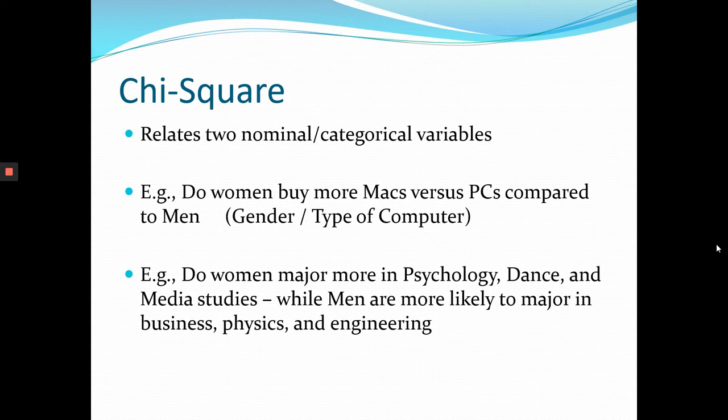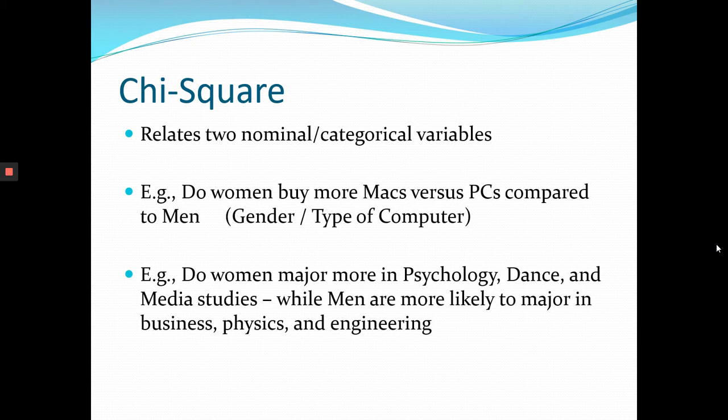And so, for example, we could ask, do women buy more Macs versus PCs compared to men? So gender by type of computer. And again, this is the level of measurement. I'm a bit uneasy about this dichotomy of gender because it doesn't really exist in reality, but this is how we measure it sometimes. And here we go back again with that dichotomy of women and men. Again, this is level of measurement. It's not the nature of the variable.